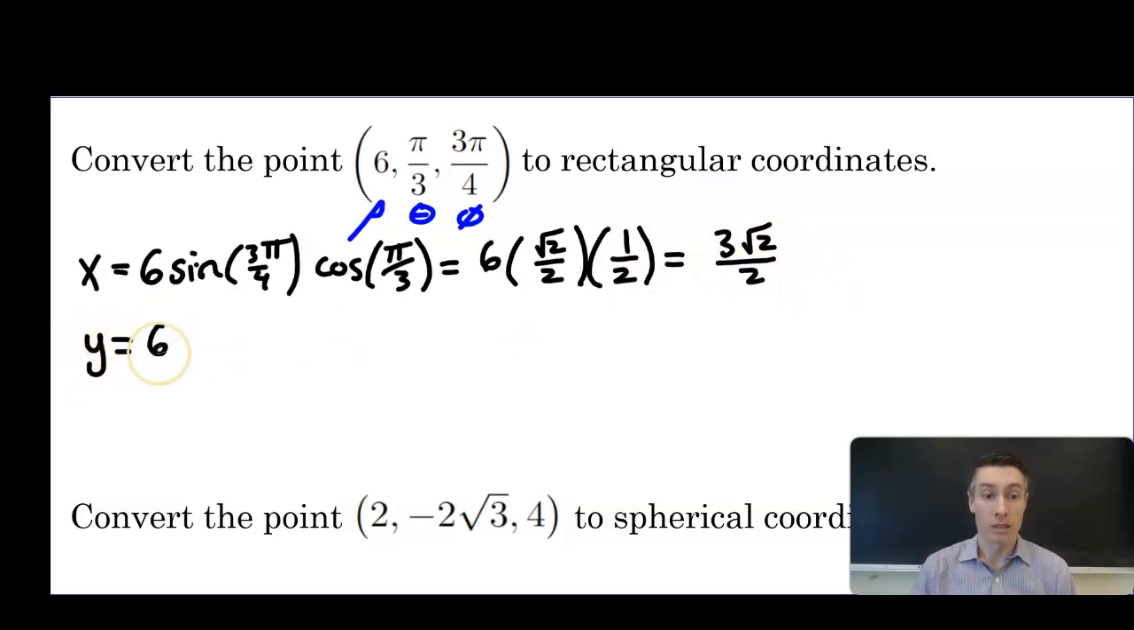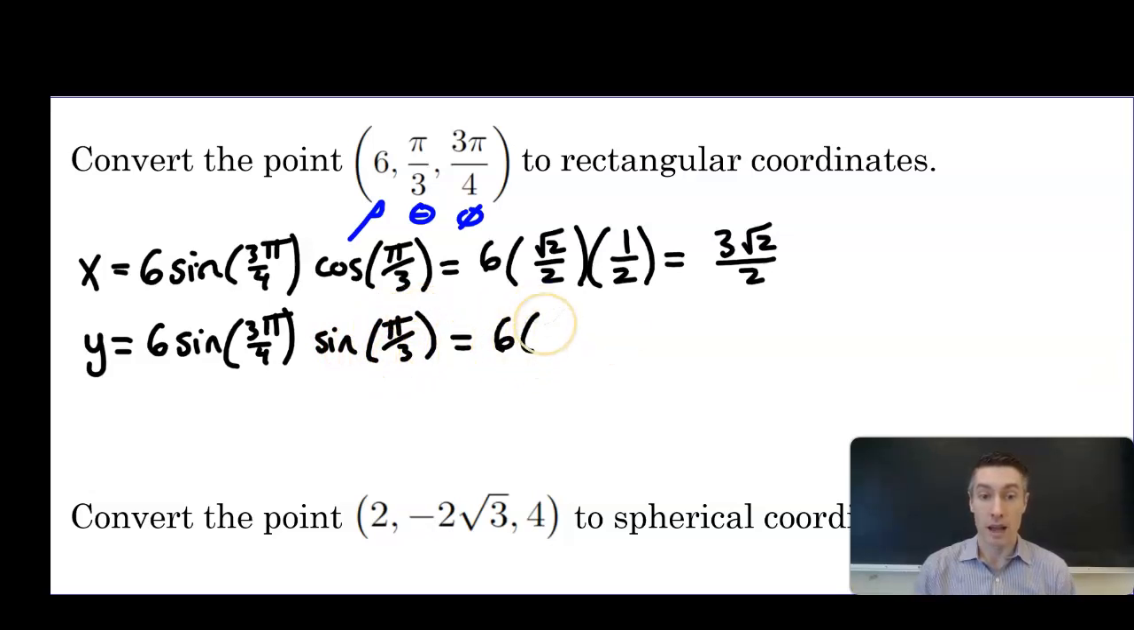Y equals 6 sine phi, so 3 pi over 4. Sine theta, sine pi over 3. So that's 6 times square root of 2 over 2 still, times now square root of 3 over 2. So that's going to be 3 square root of 6 over 2.